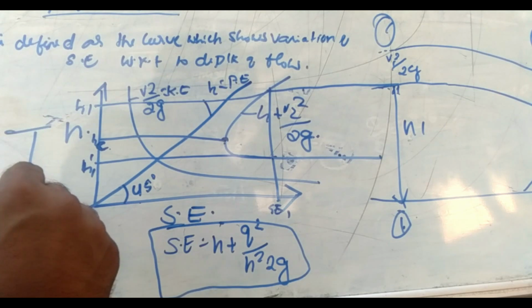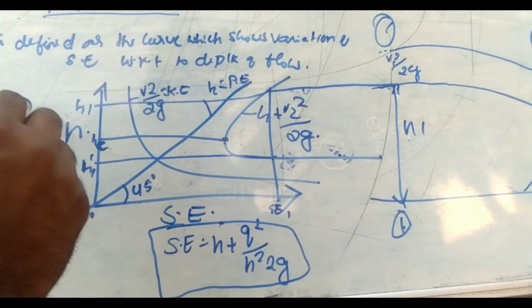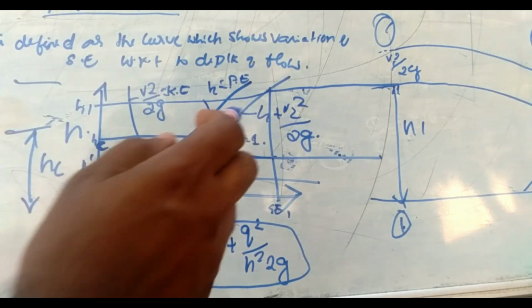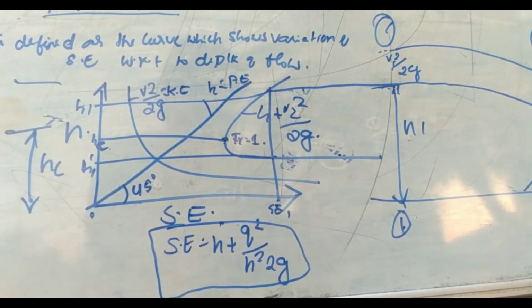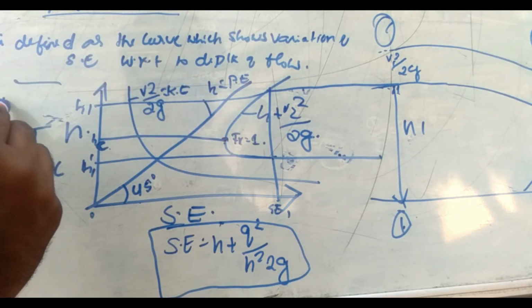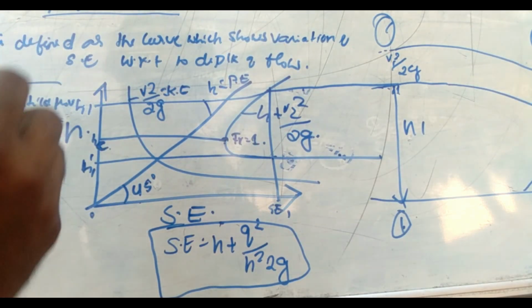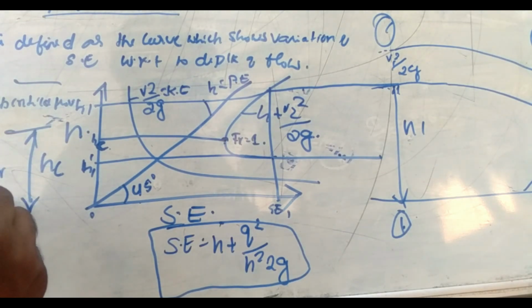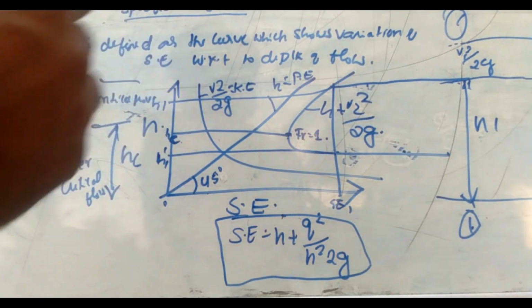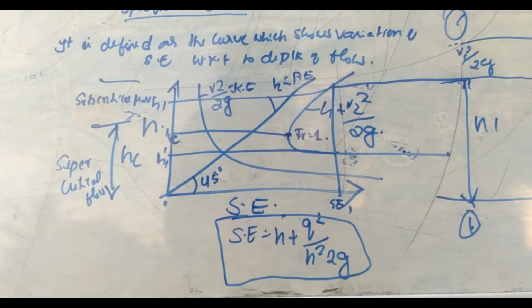According to that, this is hc, and at this hc value we can consider the Froude number equal to 1. Above it is subcritical flow, and below it is supercritical flow. Above the critical velocity line it is called subcritical flow, and below it supercritical. A Froude number less than 1 is called streaming flow or subcritical flow. A Froude number more than 1 is called supercritical flow.